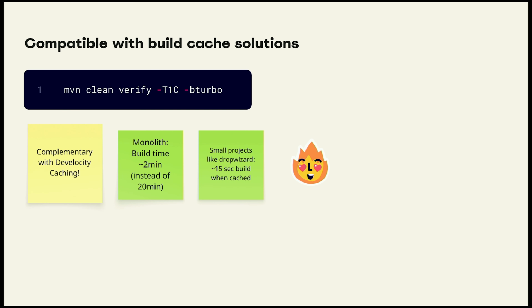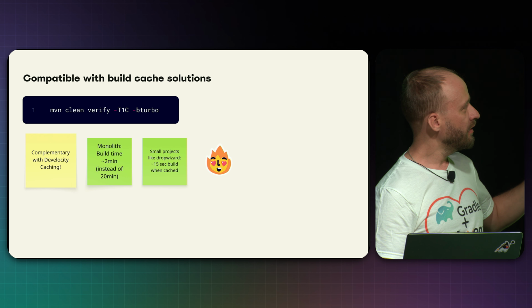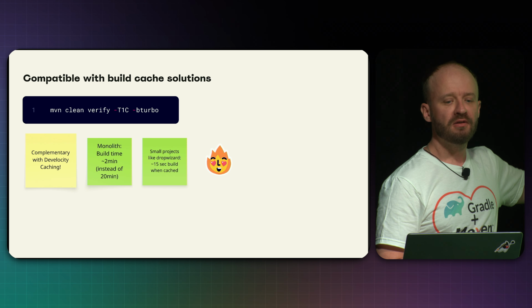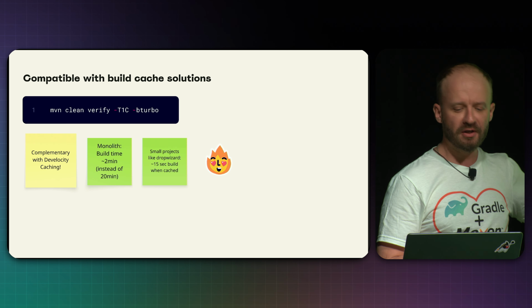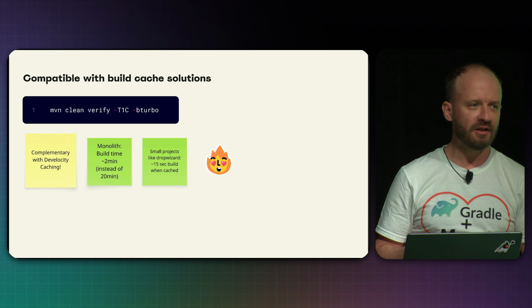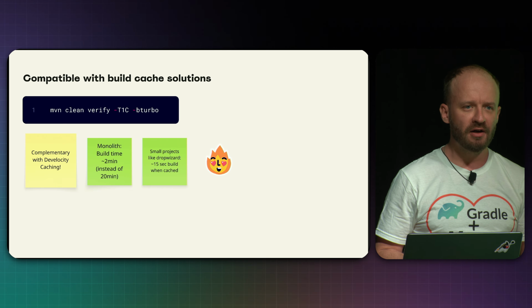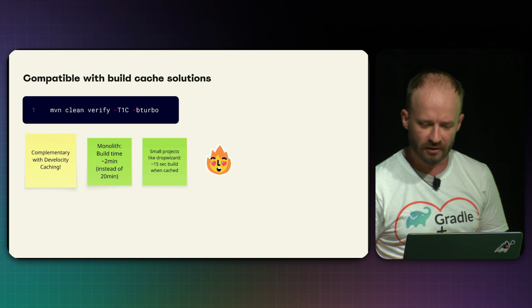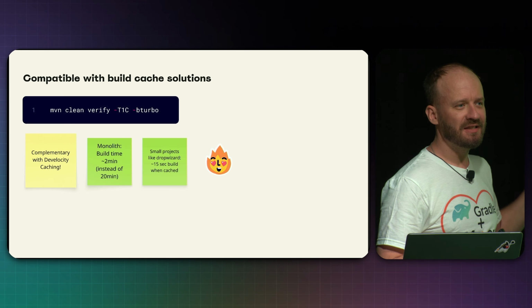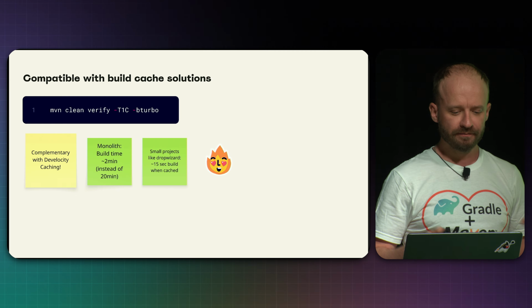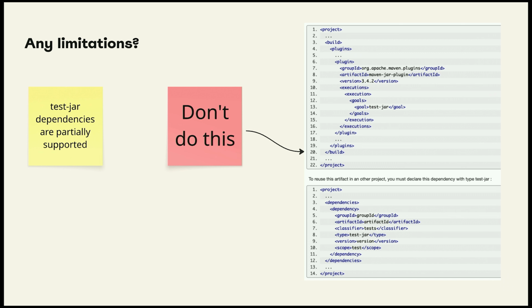So let's run our build again, but now we do not disable the Develocity build cache. And the build time, instead of 20 minutes, should be only 2 minutes, because we have some tasks that are not friendly with caching. For smaller projects like Guava or Dropwizard, the build time is less than 50 seconds. So it's quite good.